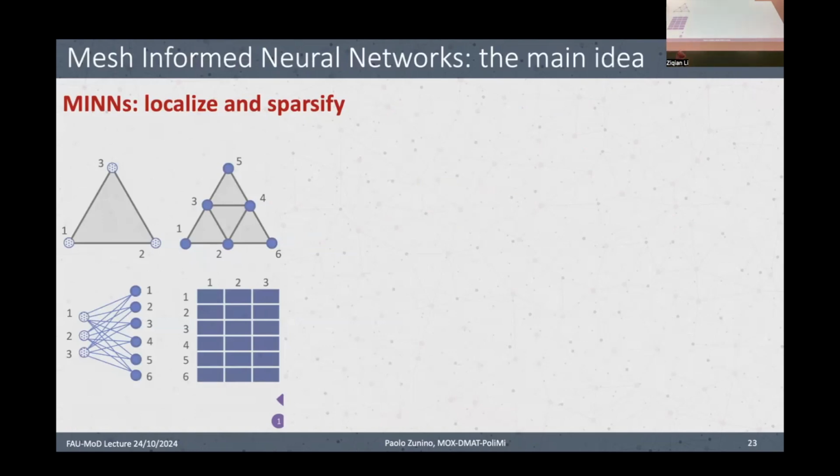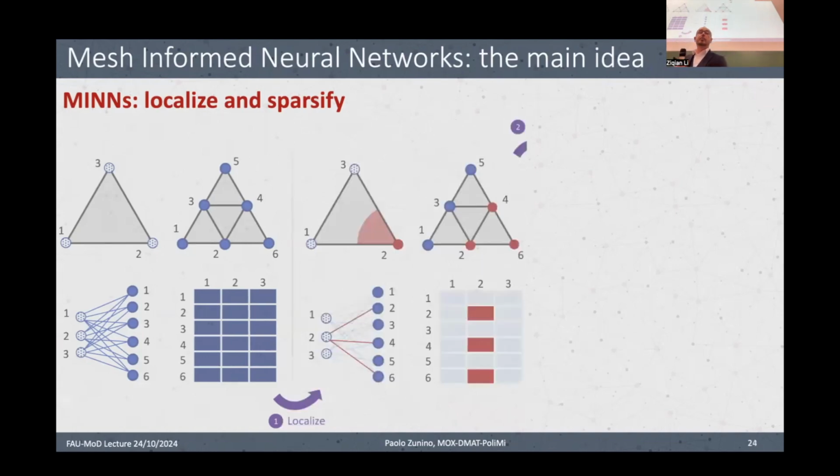Imagine that we have two meshes, a coarse one and a finer one. If you want to represent the interaction of the nodes of the coarse one with the finer, we can end up with a 3x6 matrix. But then we can, for example, localize and sparsify, saying that node number 2 in the coarse mesh only sees nodes number 6, 4, and 2, the neighbor nodes in the finer one. So we are actually sparsifying the connections, right?